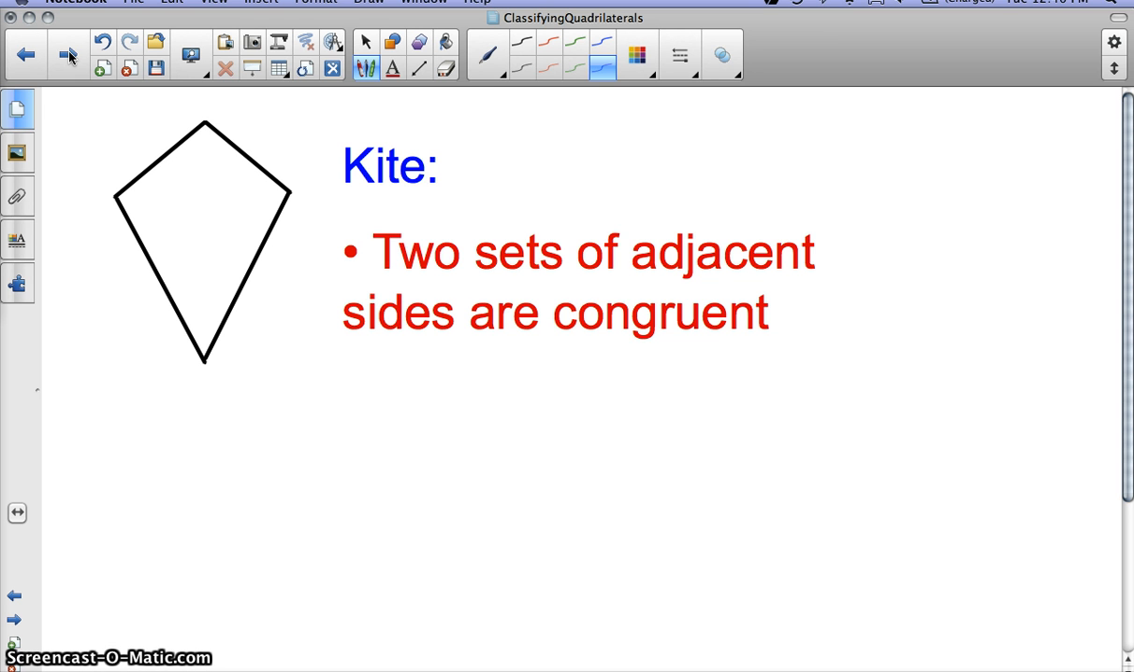And last but not least, we have our kite. Right? Some people like to put a little string down here, and so on. Alright, when we talk about a kite, we're talking about two sets of adjacent sides are congruent. So in a kite, when we talk about adjacent sides, we're talking about sides that are next to each other. So my blue hash marks are next to each other. And then my red hash marks, those two sides are also next to each other from my red point. So in this one we have two sides that are adjacent, that are congruent.